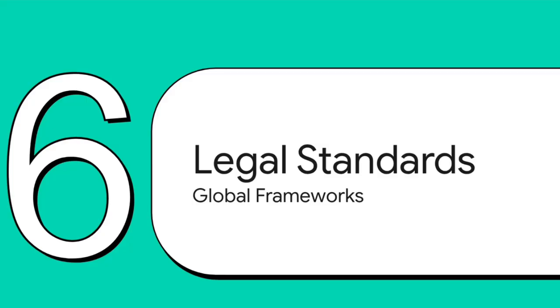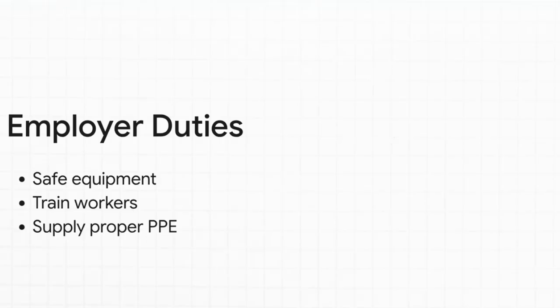Section 6. Legal and global standards, the framework behind the framework. Let's quickly summarize the fundamental legal obligations of employers. They are required to provide safe equipment and maintain machinery, ensure safe systems of work, provide information, training, and supervision, consult workers on health and safety, and supply appropriate personal protective equipment. The rigorous assessment we just built together, it's not just a nice-to-have suggestion. It is quite literally a legal requirement to protect people's lives.